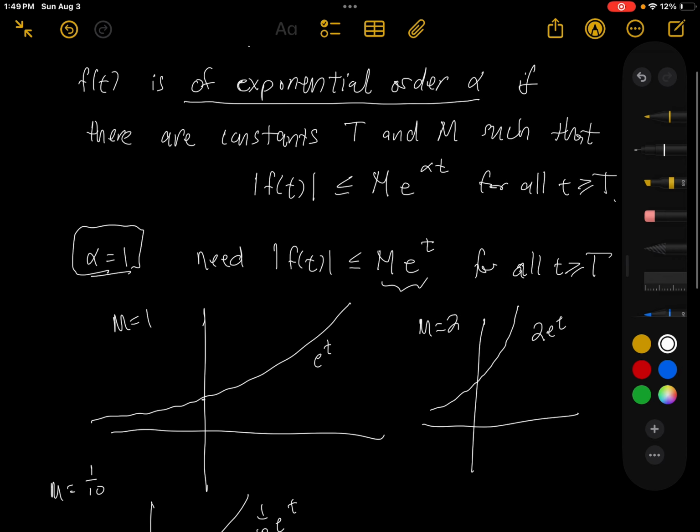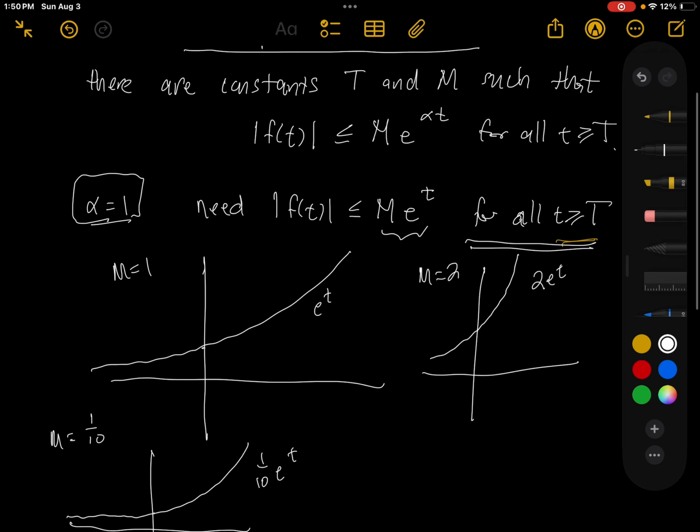So in order for your f to be of exponential order, when you look at the absolute value, it needs to be less than or equal to M e to the t for all t greater than or equal to some capital T. What that means is that there is a capital T such that for all t greater than or equal to T, eventually this inequality always holds.